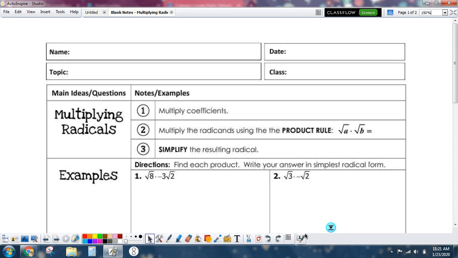And what that is, when you have the square root of a times the square root of b, you're taking the square root of a times b. Okay, and then you're going to simplify your resulting radical.